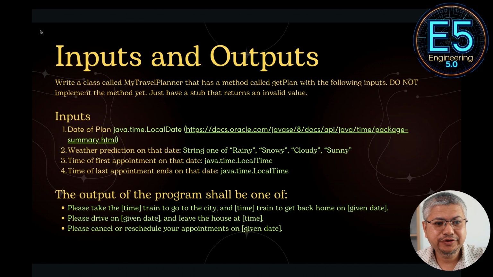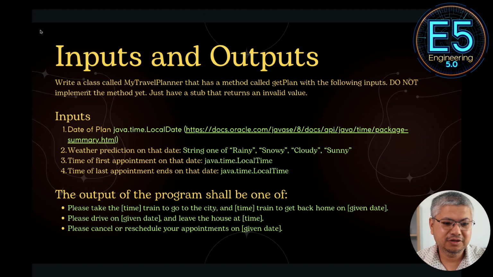The program is going to have the following inputs and outputs. For inputs, we'll use a date and the weather prediction on that date. The weather is just a string, though the date and times will use inbuilt data structures in Java. There will also be the time when the first appointment starts, and the time when the last appointment ends on that date.